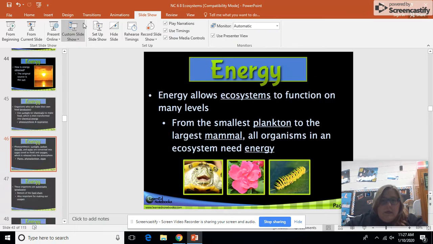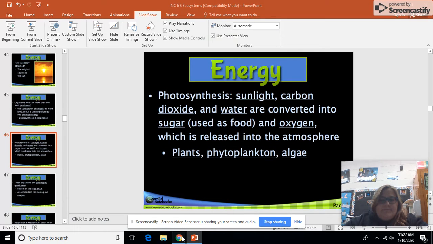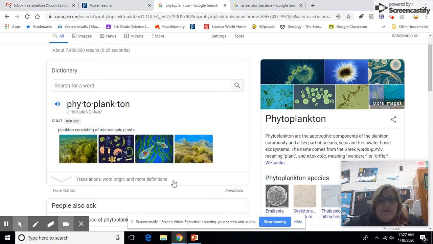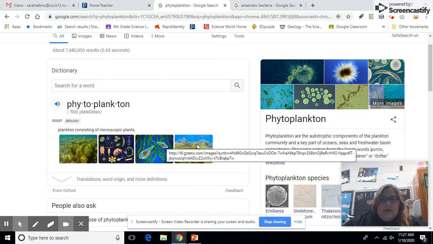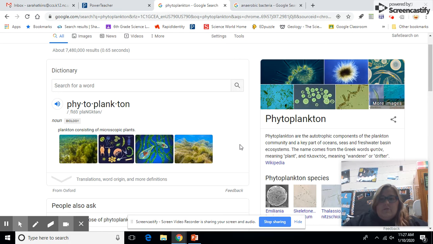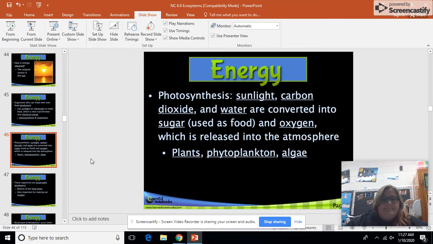If you're like me, you go, okay, but wait, what's phytoplankton? Phytoplankton. So you can see in these pictures, it's these little tiny microbes that are in the ocean. They say it's in the seas, freshwater basins. The name comes from the Greek word meaning plant, and the Greek word meaning wanderer or drifter. So they're things that just kind of float in the ocean. So fun little thing to learn today. All right, back to our notes.